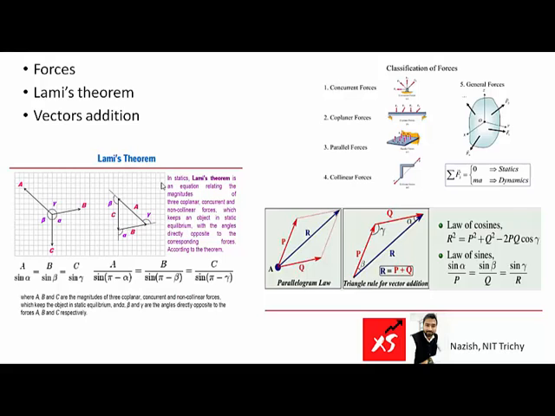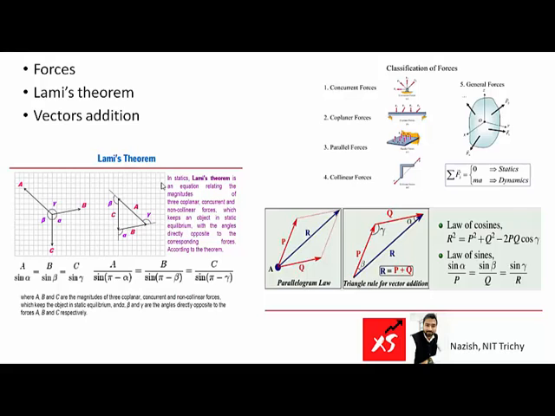Now this is being applied in a rigid body and the angles are being represented over here. Alpha represents the angle which is opposite to the force applied as A, beta represents the angle which is opposite to the force applied as B, and gamma represents the angle which is opposite to the force applied as C.